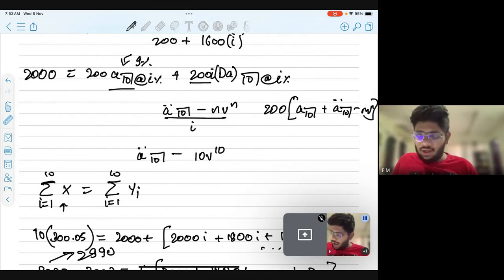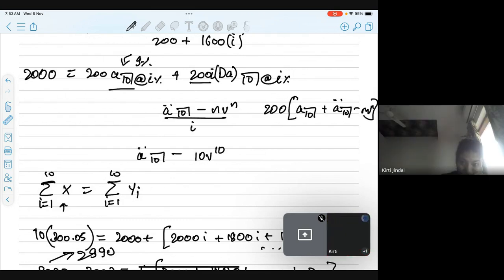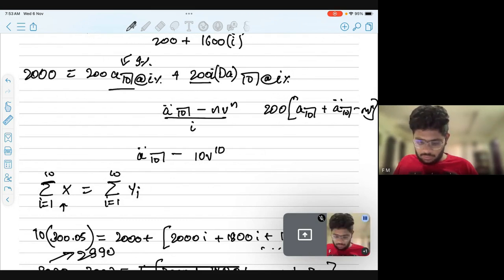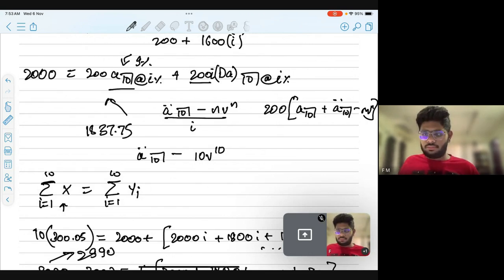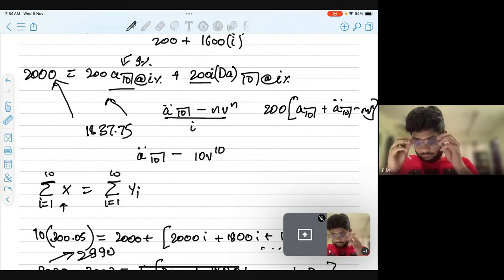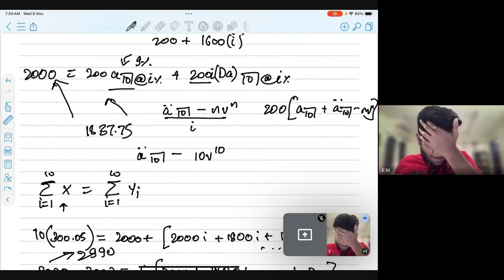Because i and i cancel each other out. So now it becomes 200, which only gives me the sum. The answer to this is only 1837.75, which is less than 2000. So your answer would also be different. Of course it would be different, no?